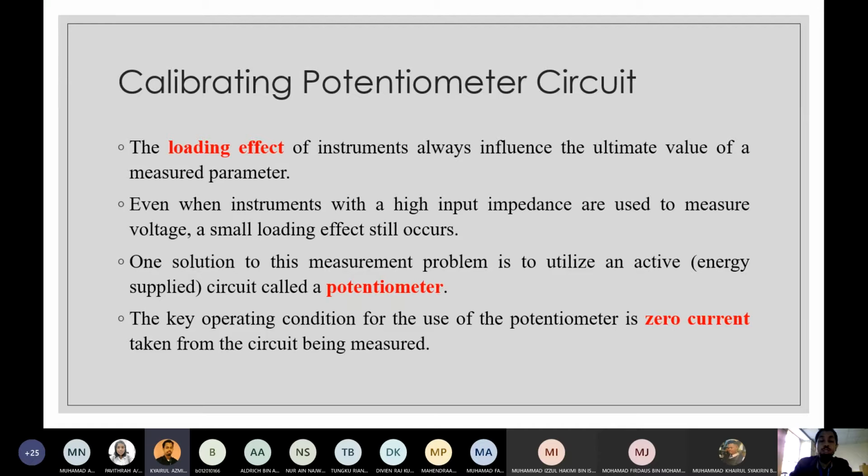Okay, now we move to potentiometer. Before we move towards potentiometer, we need to know a bit about loading effect. Loading effect will always affect the measurement. Even when we have a high input impedance, a small loading effect still occurs. So one of the solutions is to use a device called the potentiometer. And this device can be used because it does not involve any current flowing inside it when the circuit is being measured. So what is loading effect?